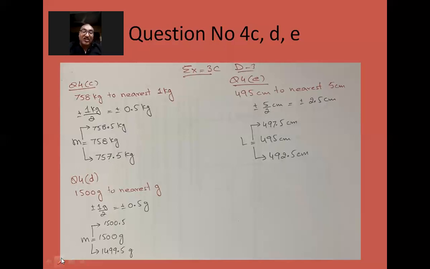So the mass is 1500 gram. We added 0.5. You got 1500.5 gram. That's the upper bound. From 1500 gram, if I subtract 0.5 gram, I get 1499.5 gram. And that is the lower bound of this measurement.